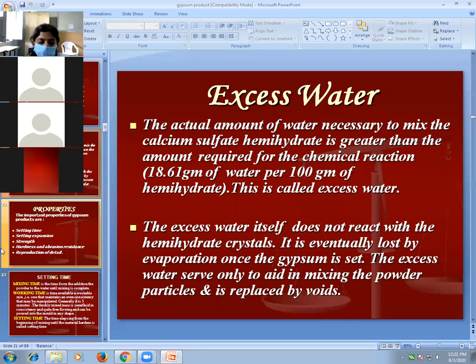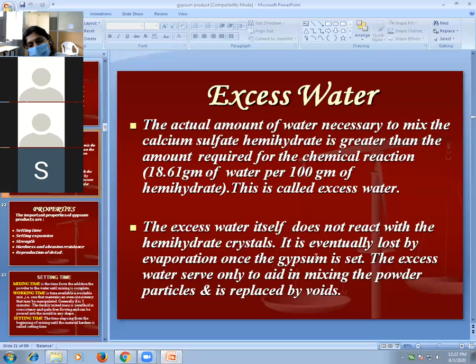So basically, excess water in short is what? The water which we use for the mixing is much greater than the water required for the reaction. Whatever amount of excess we use for the mixing is called excess water. The excess water itself does not react with the hemihydrate crystals. So what is the role of excess water? The role of excess water is only to help in the mixing of the product. It is not required for the reaction. So it is eventually lost by evaporation once the gypsum is set.